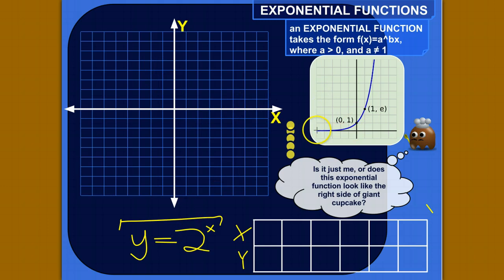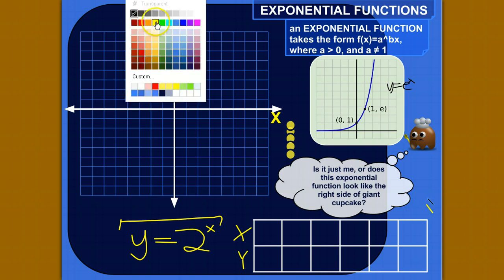And just as a reminder, the graph of an exponential function is going to look something like this. This is actually the function y equals e to the x. Don't worry about that e for now. You'll learn about that one day.